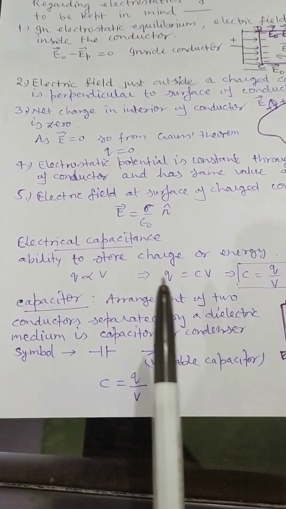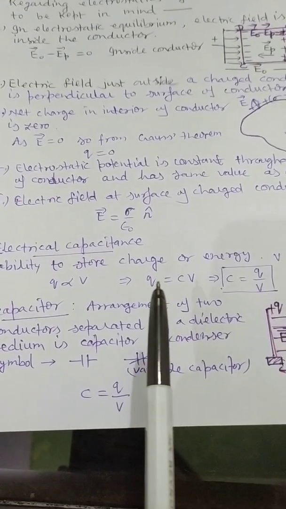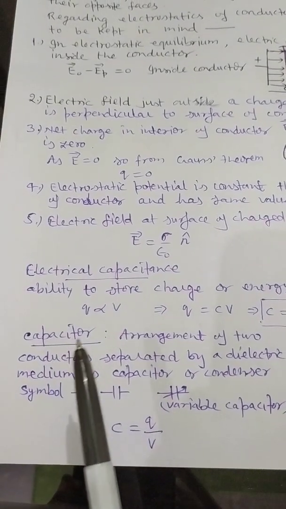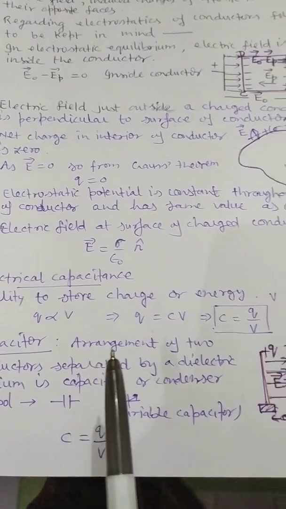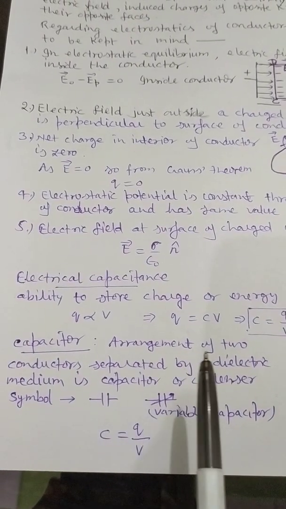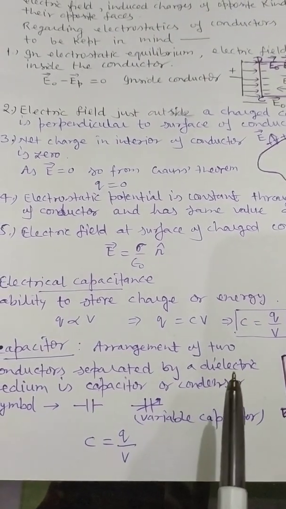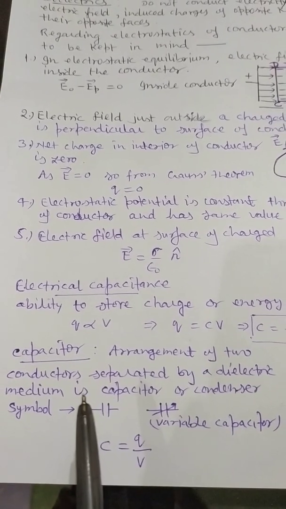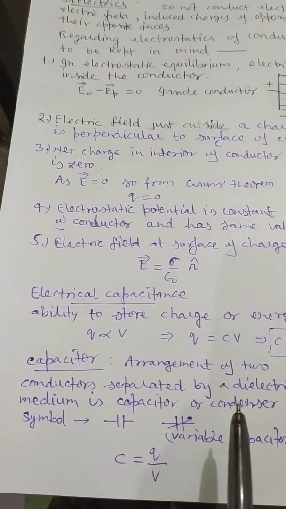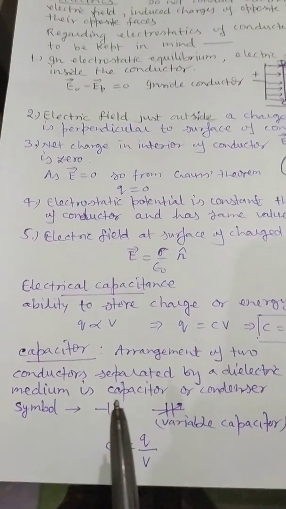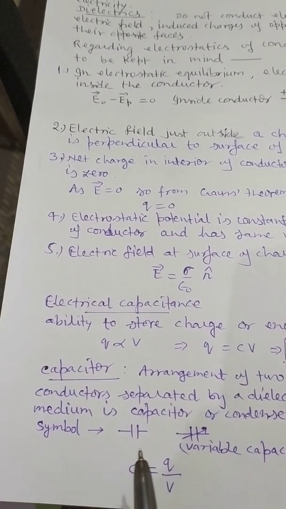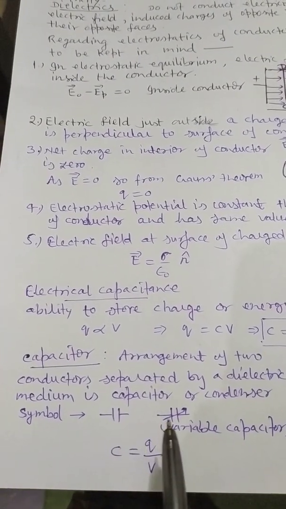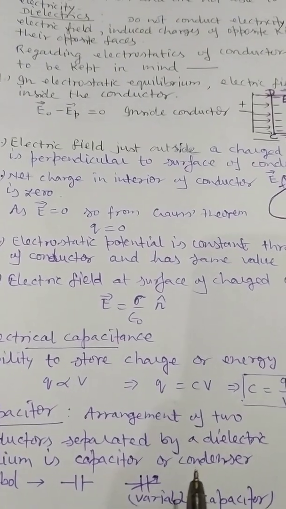Now, for a single conductor, it is not enough for us to store the charge on it, so we make some system, and this is known as the capacitor or the condenser. It is nothing but the arrangement of two conductors separated by some very small distance, and kept with some dielectric medium within the plates. This is what we call the capacitor or the condenser. We can symbolize it by two parallel lines, the parallel plates, okay, and when we put an arrow onto this, then this is the variable capacitor.